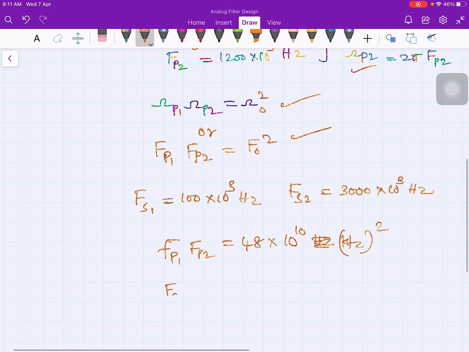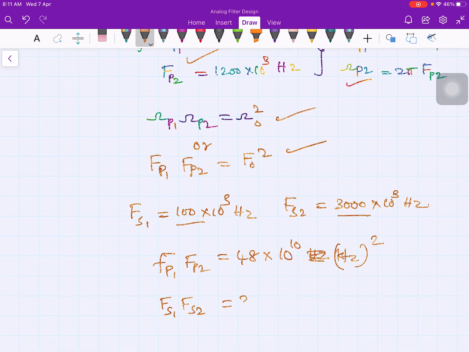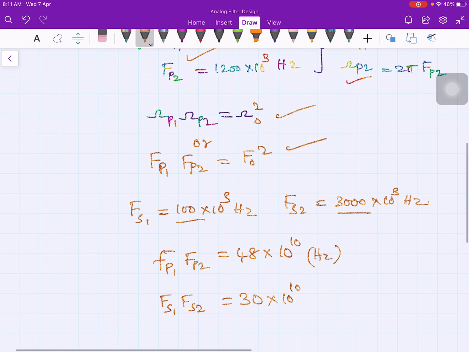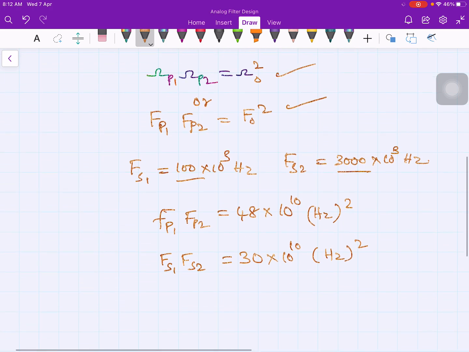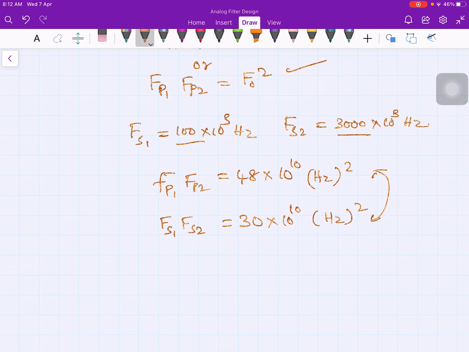Whereas if you find out fs1 and fs2, this is how much, 100 and 3000, so 3, I can put it 30 times 2 zeros and here 2 zeros, 4 zeros, okay, 10 to the 10 hertz squared. Okay, now if you look at, they are not equal, right? So this FS1 and FS2 is less than FP1 and FP2.